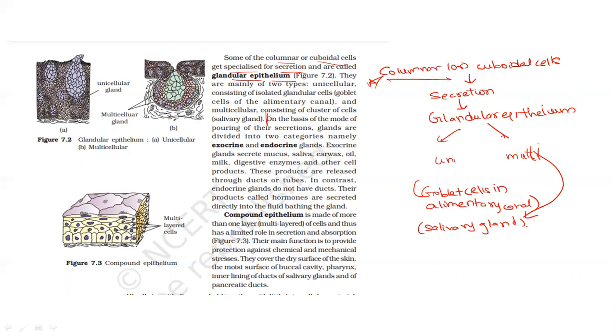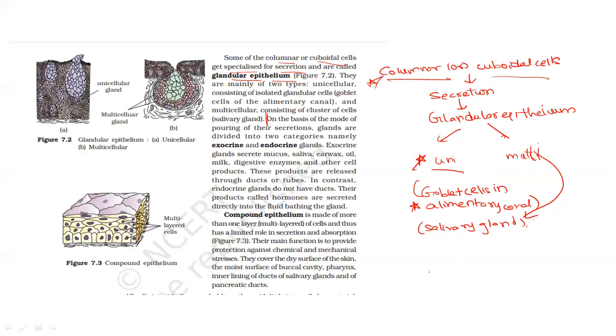So some of the columnar cells and cuboidal cells mainly get specialized for secretion, and they are called glandular epithelium. They are again of two types: unicellular glandular epithelium and multicellular glandular epithelium. Unicellular glandular epithelium can be seen in the goblet cells of the alimentary canal, whereas multicellular epithelium can be seen in the salivary glands. All right.